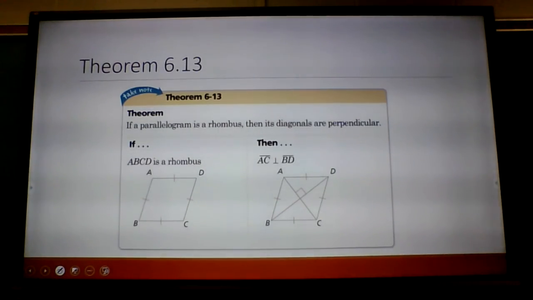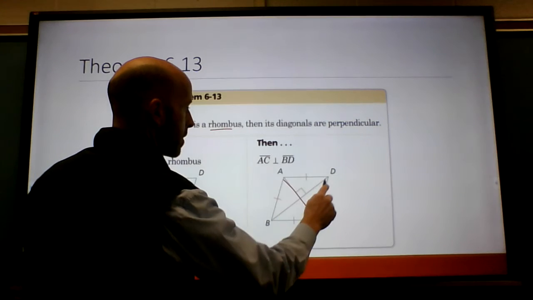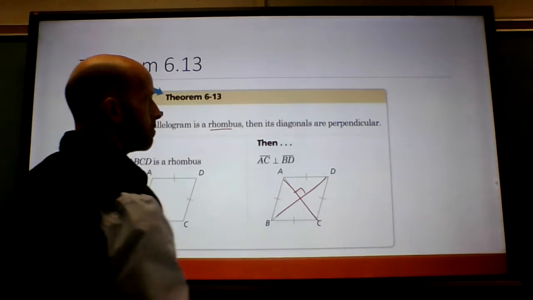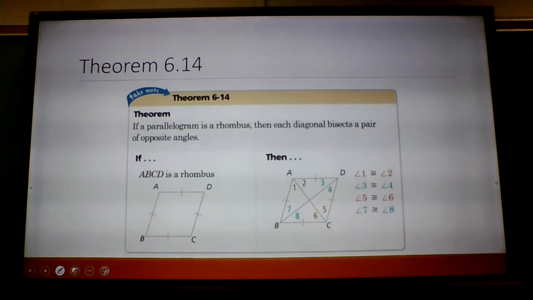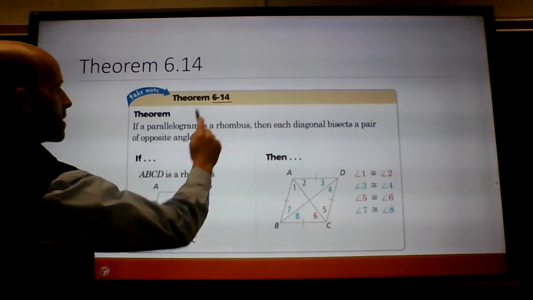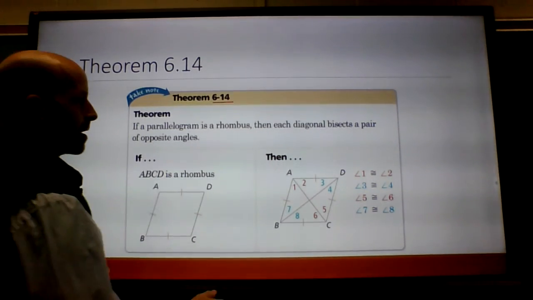So theorem 6.13 says if a parallelogram is a rhombus, then it turns out that the diagonals are perpendicular. It's interesting. Theorem 6.14 says if a quadrilateral is a parallelogram, then the diagonals bisect their opposite angles.